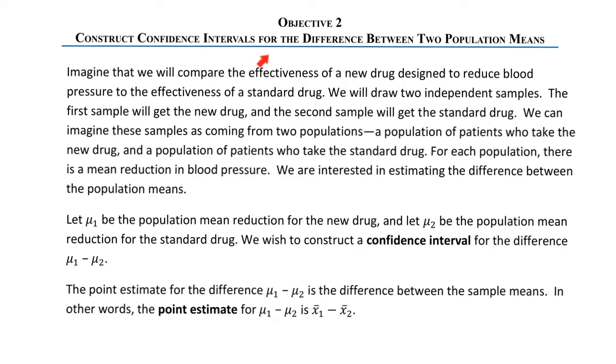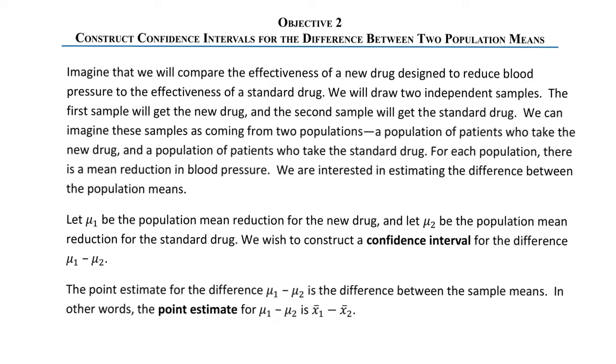Objective 2. Construct a confidence interval for the difference between two population means. Imagine that we will compare the effectiveness of a new drug designed to reduce blood pressure to the effectiveness of a standard drug. We will draw two independent samples. The first sample will get the new drug. The second sample will get the standard drug. We can imagine these samples are coming from two populations: a population of patients who take the new drug and a population of patients who take the standard drug.